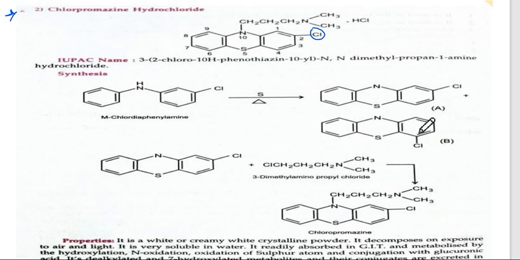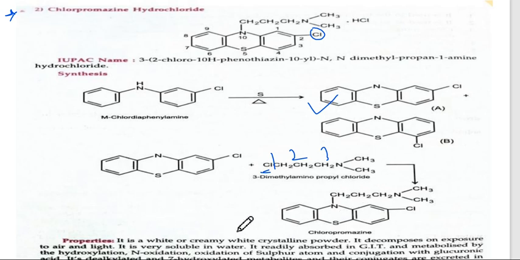So when any one of the compounds is treated with, okay, if I'm taking this A product as the major one, we'll treat it with 3-dimethylaminopropyl chloride. So it has a 3-dimethylaminopropyl group, propyl chloride. You can see this is the chloride ion. So when this is treated, we are getting chlorpromazine.